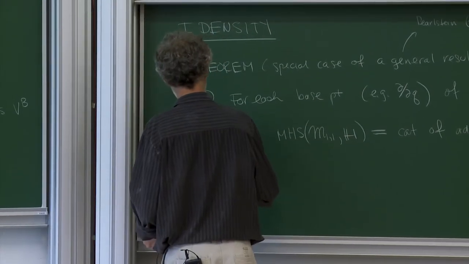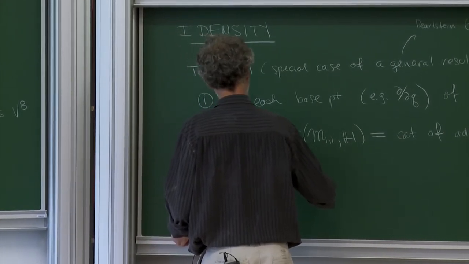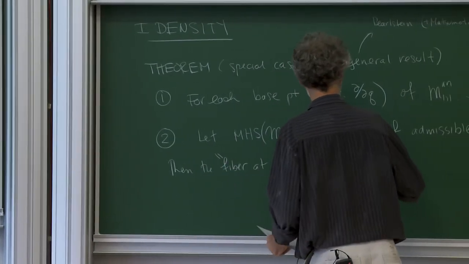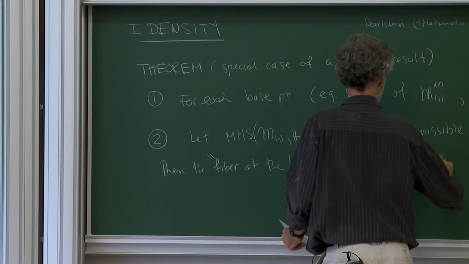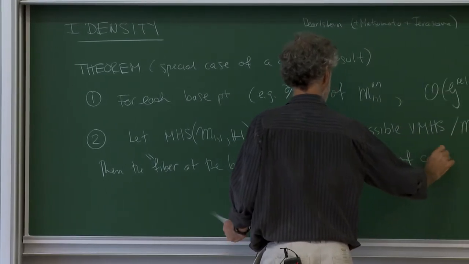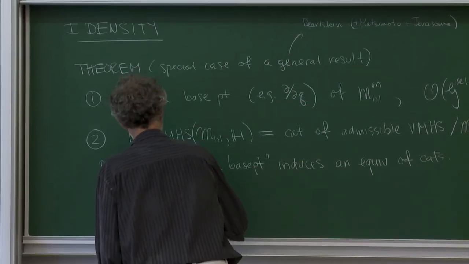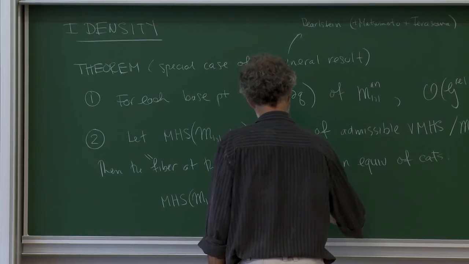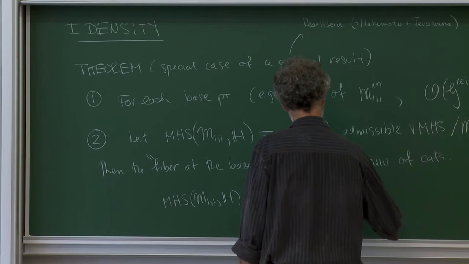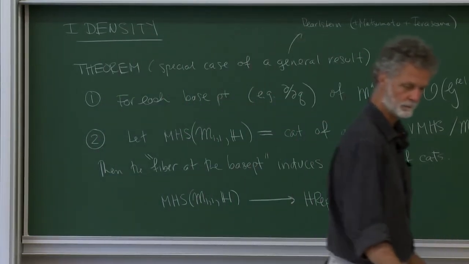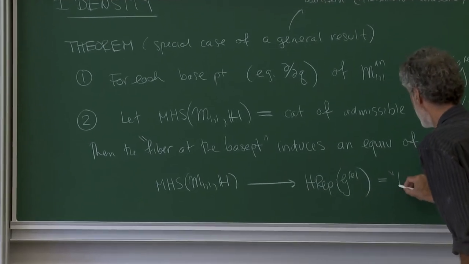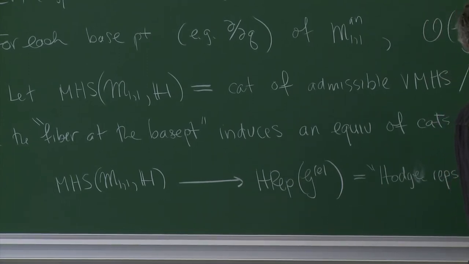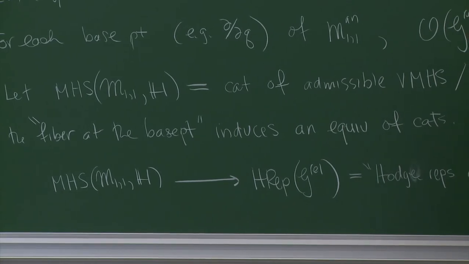Okay, so then the fiber at the base point induces an equivalence of categories. It's going to take MHS into what I'll call HRep of G^{rel}. And what do I mean by this? So this is Hodge representations. And so what do I mean by this?